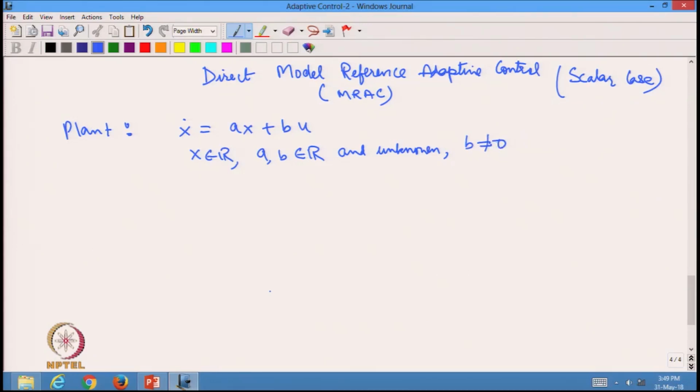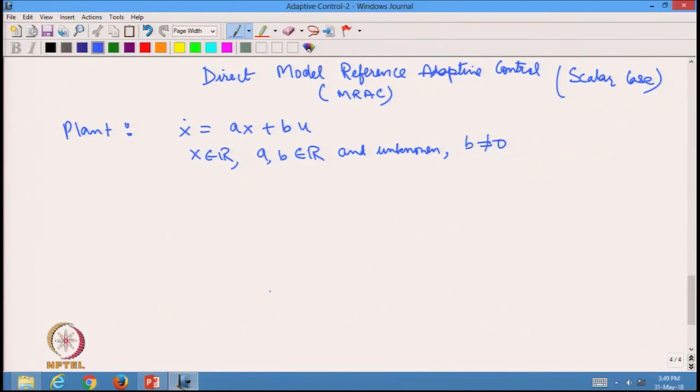We would not want this to be equal to 0, because A can in fact be positive, and so this can be an open loop unstable system. So, if B is equal to 0, then you could never stabilize the system.